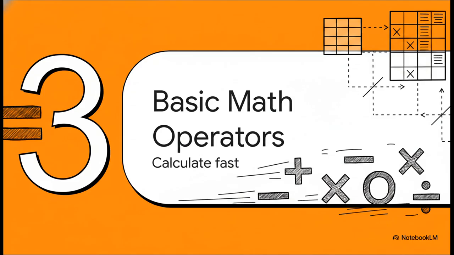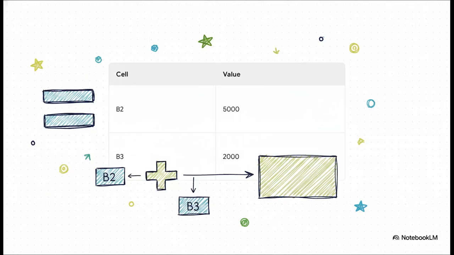Okay, part 3, basic math operators. Let's see how this all builds together, starting with basic addition. Let's say we have 5,000 sitting in cell B2 and 2,000 in cell B3. To add them up, you select a new cell, type your equal sign, click B2, type the plus sign, and click B3. Your formula simply reads =B2+B3. The instant you hit enter, Excel instantly calculates that 7,000 total.